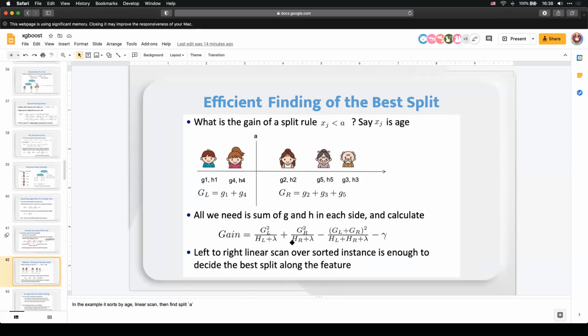So here it's the same idea. We talk about the gain of a split at this point A. For the same example that we have been using, we assume this is age. How do you allocate the instance indexes? What do you mean by how to allocate?